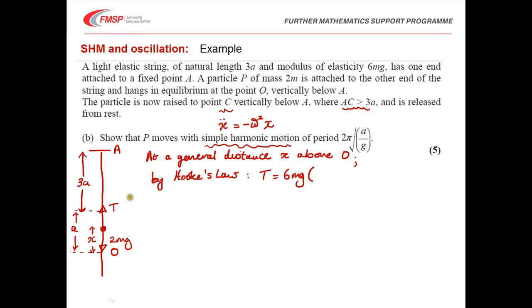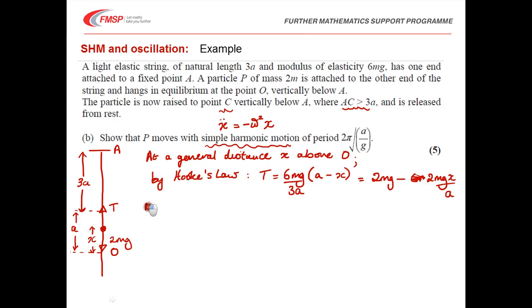So in Hooke's law now we want the extension. We know that the extension to O is A, and we've gone back a little bit from that, so our extension in our string at that general point is A minus x. Then Hooke's law is finished off with putting the natural length underneath. So T equals 6mg over 3a times (a minus x), and we could simplify that a little bit, perhaps expand the brackets. That gives me 2mg minus, sorry, not 6, my mistake, 2mgx over a, just expanding there.